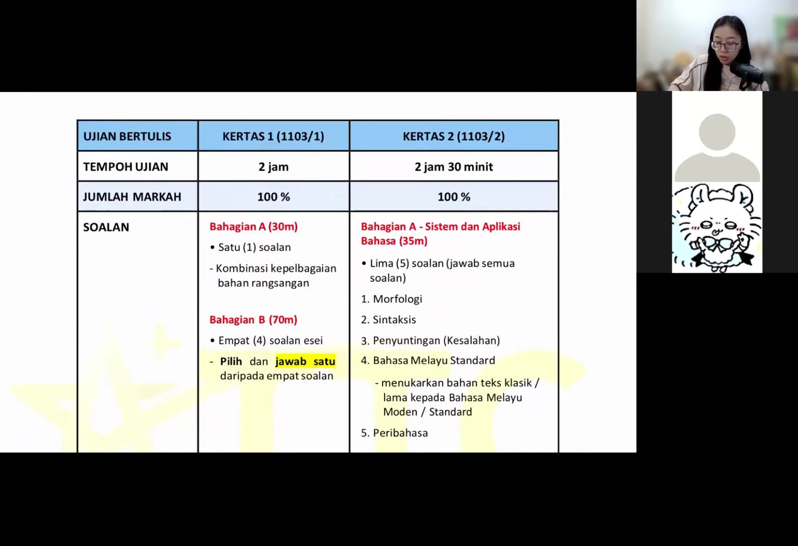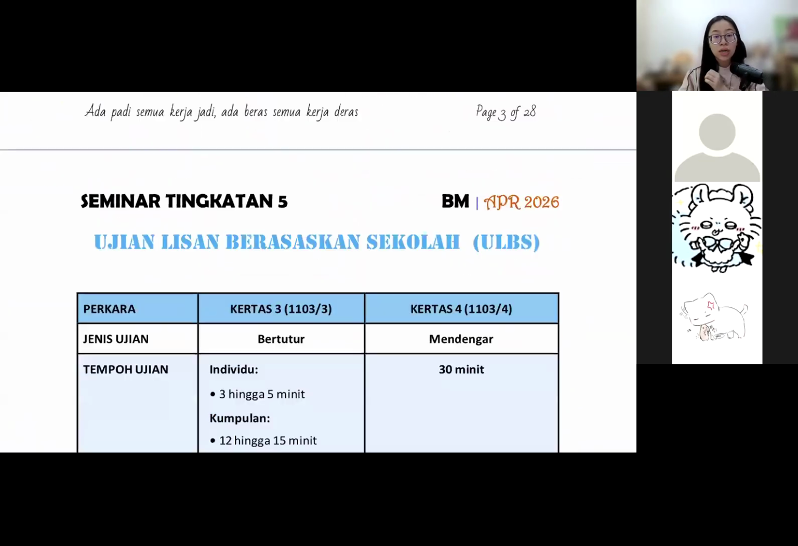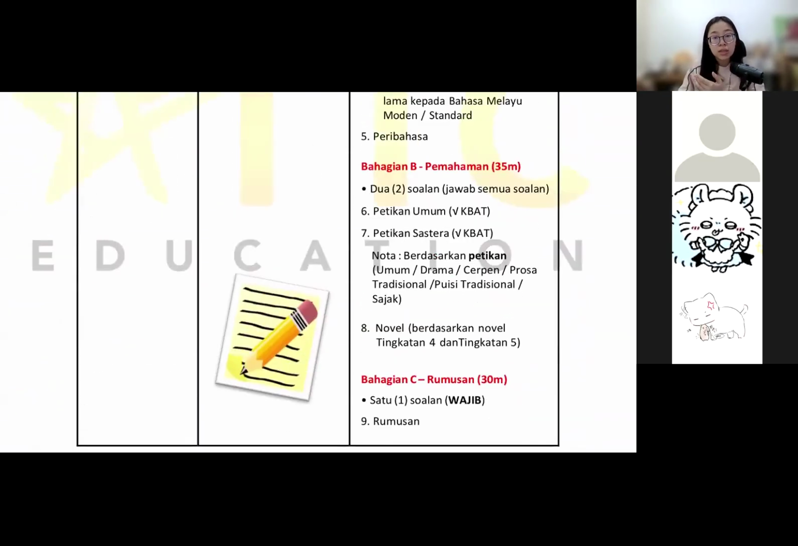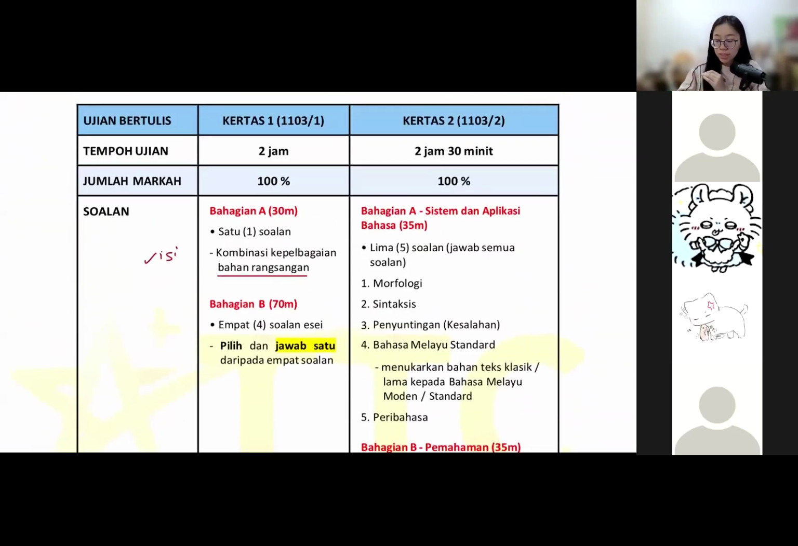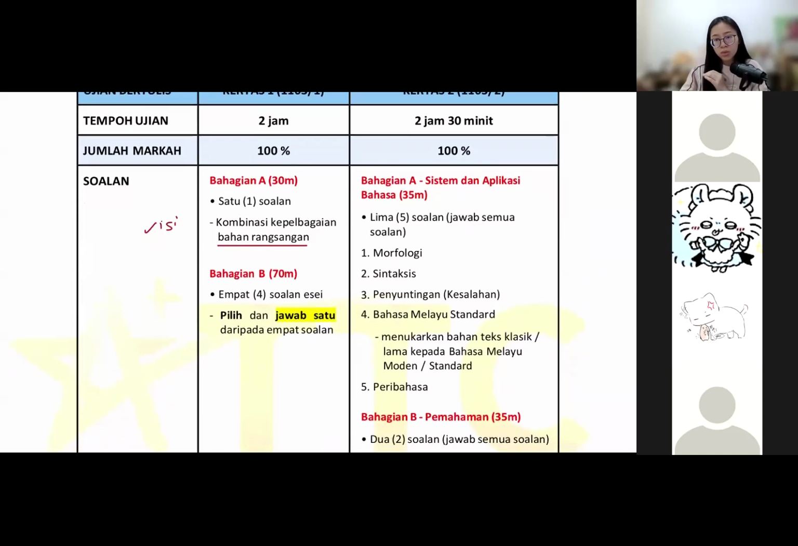So bahagian A, they have bahan rangsangan for you, which means you need to use the EC they given. And then you cannot exceed the word count. For example, they said you cannot go over 150 patah perkataan or any of the numbers. You cannot exceed the word counts. And also, bahagian B will be 4 questions, choosing 1 question.